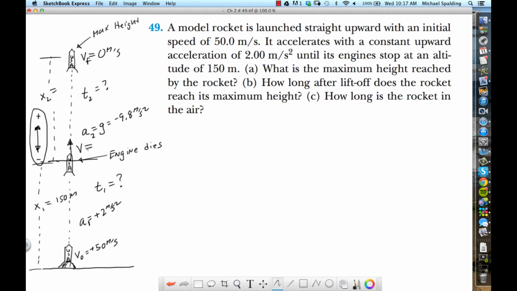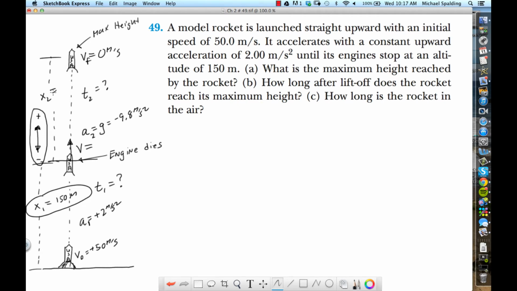Okay, the velocity at this point, it's the final velocity for the first part, but it's also the initial velocity for the second part. Okay? So we got the problem set up. All right, first question. What is the maximum height reached by the rocket? Well, we already have X1. We already know that that's 150. So to find the maximum height, what do we need to find?